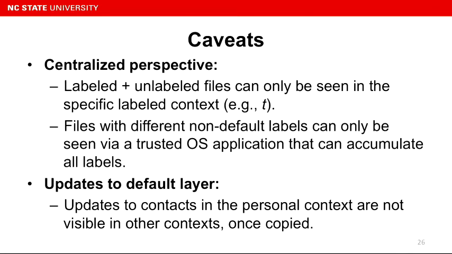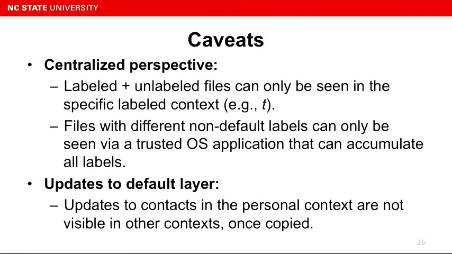Now we also observed a couple of caveats of our approach when we ran this case study. Like I said before, we could see labeled as well as unlabeled data in the labeled secrecy context. But what if the user wants to see different kinds of labeled data in the same context? What if the user wants to see medical and financial and enterprise in the same context? In that case, you would need an application that actually accumulates labels rather than suffers from polyinstantiation. So essentially, you would need a system app that can be trusted and can override polyinstantiation for its workflows.